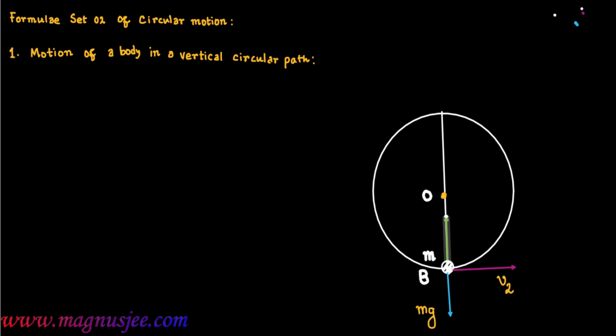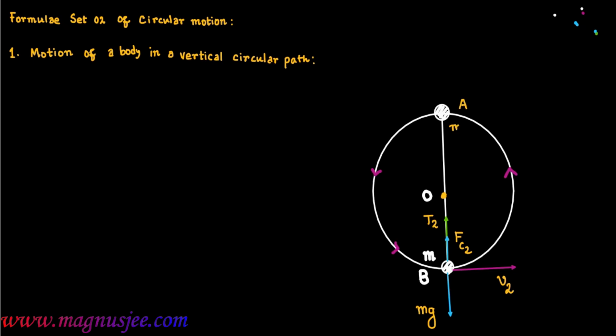On this body at the lowest point B, T2 is the tension acting in the string OB. A centripetal force Fc2 acts on the body B so that it will rotate in this vertical circular path anti-clockwise.